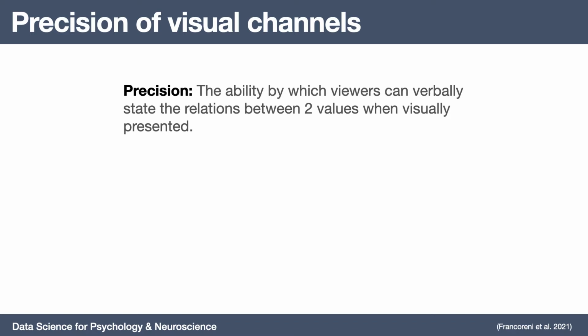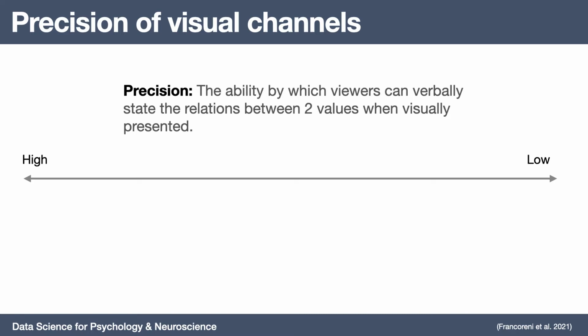Now, for today's discussion, we're going to define precision as the ability by which viewers can verbally state the relations between two values when visually presented. This is going to be our definition of the term precision. So we can lay out different types of visual information along a continuum from high precision to low precision. The visual feature that has the highest precision at understanding relations between two values is position.